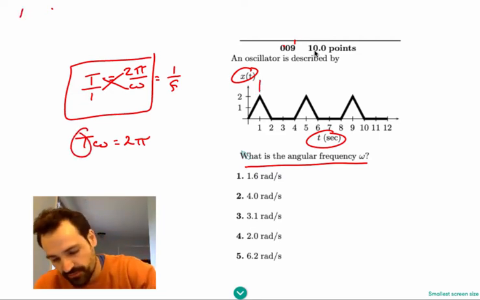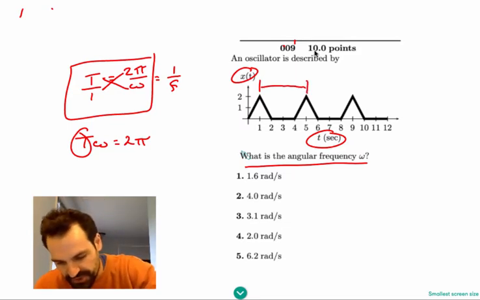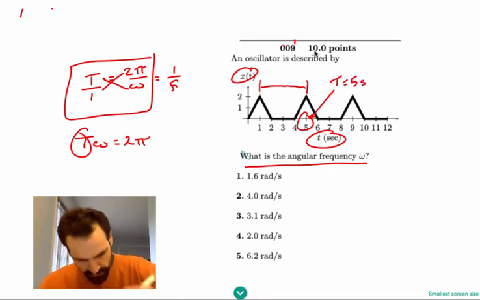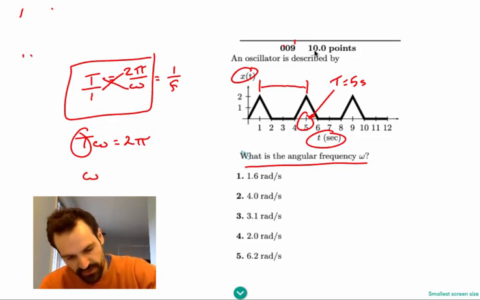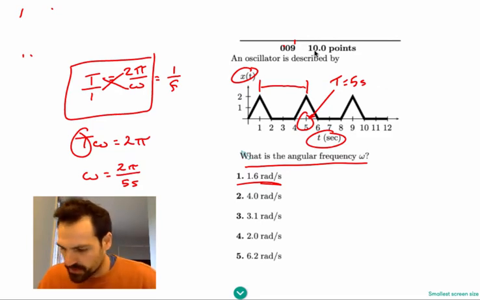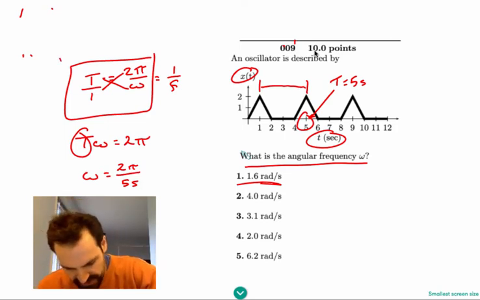It's the amount of time from crest to crest. So I know the period right off the jump is 5 seconds. So angular velocity is going to be 2 pi divided by 5 seconds. And I look at my answer choices and realize pi is not in the answer choices. So you need to make sure you multiply 2 times 3.14 and divide that by 5, and we will get 1.256.